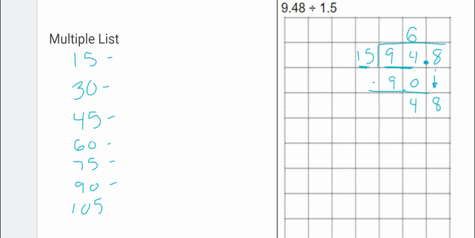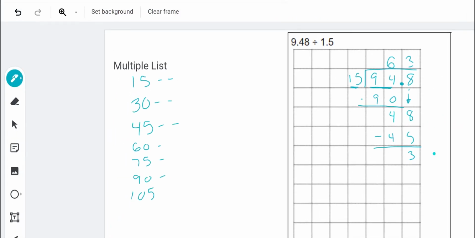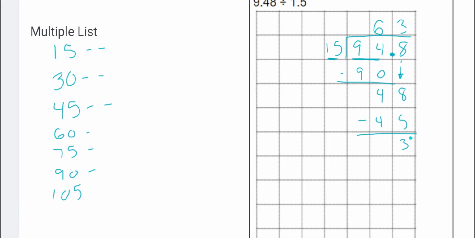So now how many times does 15 go into 48? 1, 2, 3. 45 is the biggest number before I pass 48. So 3. And then I'm going to subtract 45. 8 minus 5 is 3. 4 minus 4 is 0. Now remember, we're more mature and more intelligent now. We're not going to stop here and say, oh, 63 remainder 3. No, we know that we can add a 0 without changing the value. So now I get to bring down a 0.